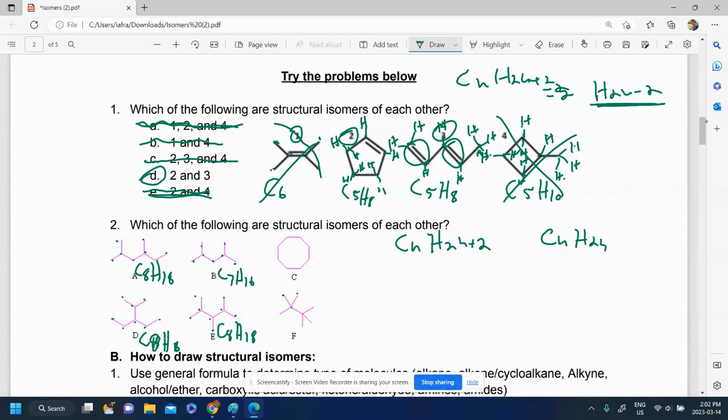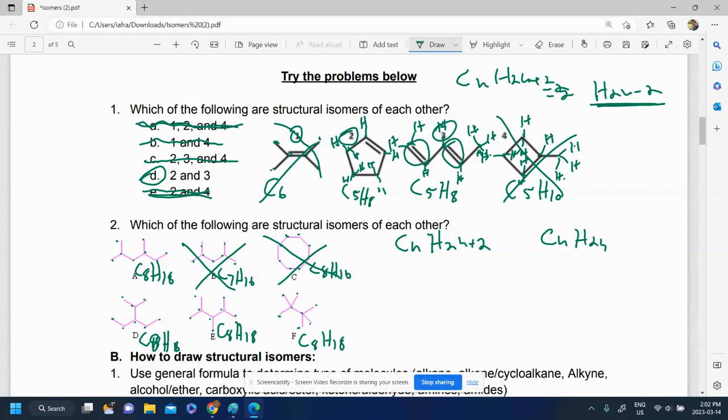For F, I have 1, 2, 3, 4, 5, 6, 7, 8. C8H18. And then for C, I have 1, 2, 3, 4, 5, 6, 7, 8. C8H16. So right away I can eliminate C and B because they have different molecular formulas.